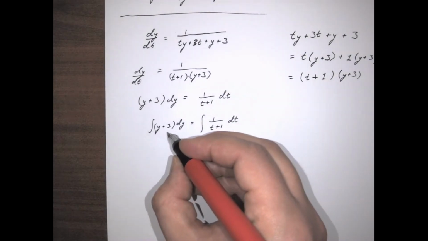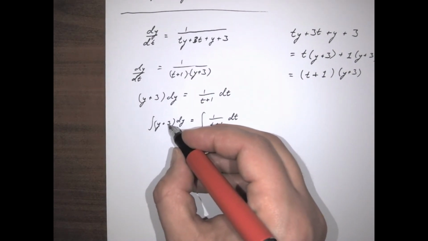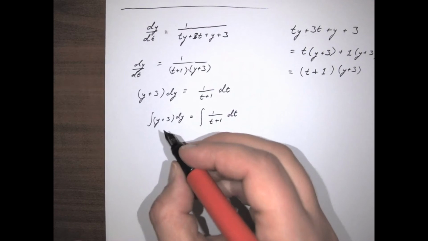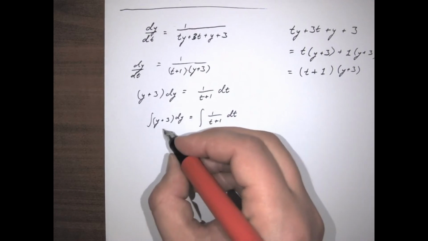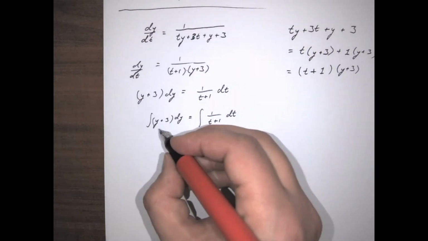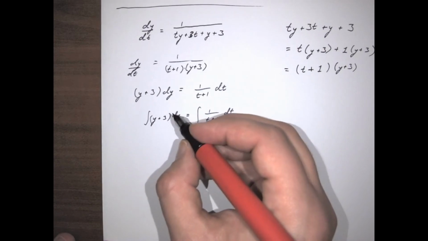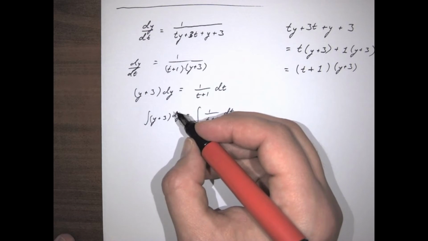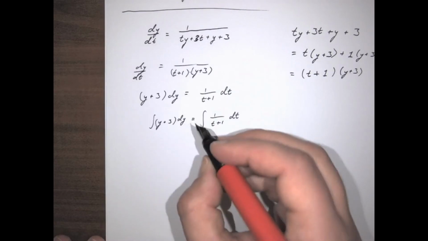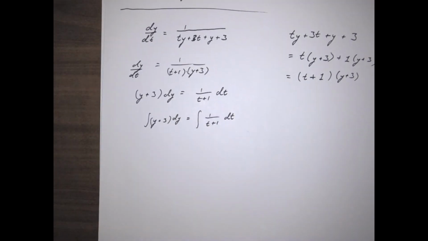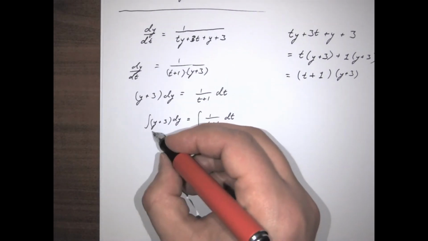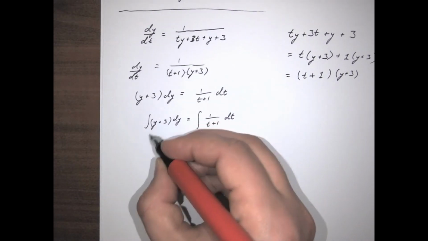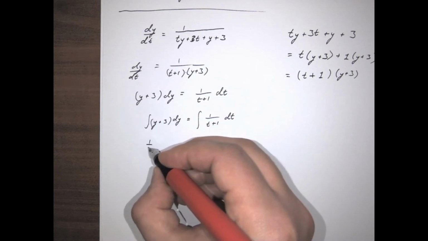So here you can think of this as a u substitution, or you can just integrate it term by term, whichever way you want to do it. It doesn't really make a big difference. You may produce different appearing answers, but it would all come down to a different choice of constant. So when we do this integral, I'll just do it term by term.